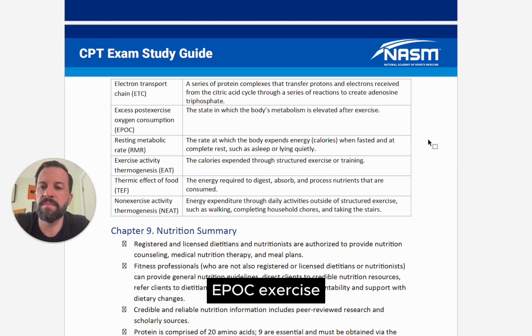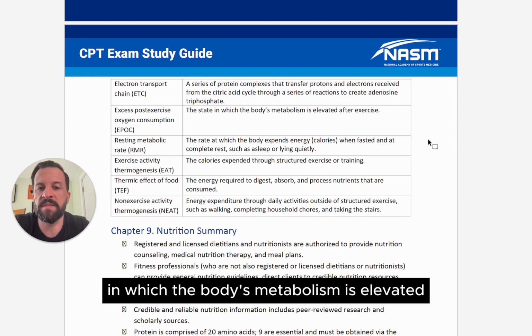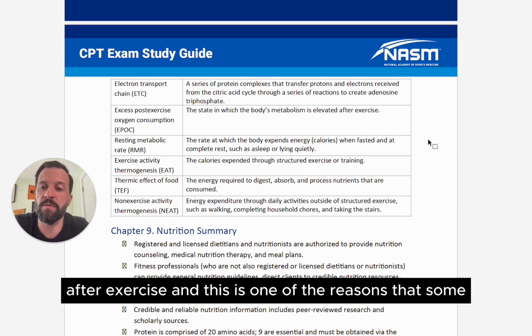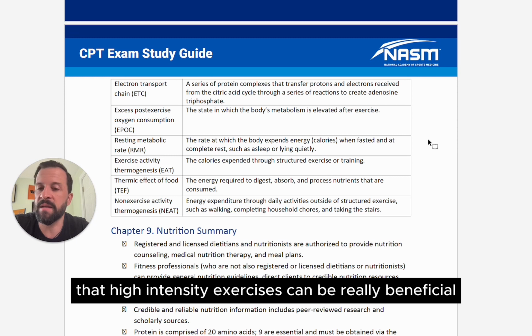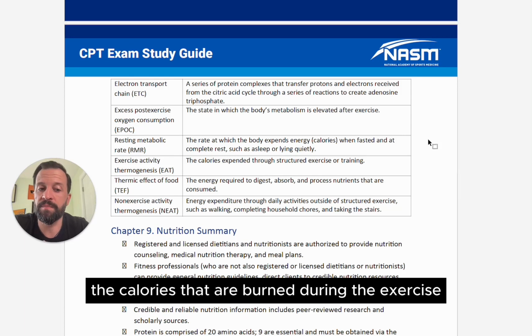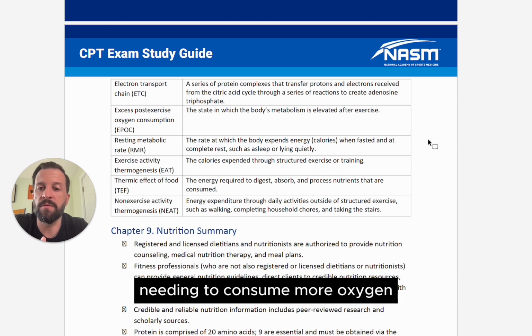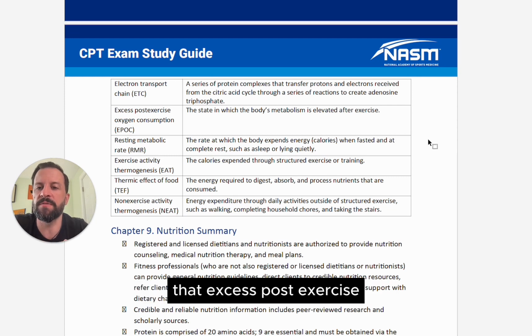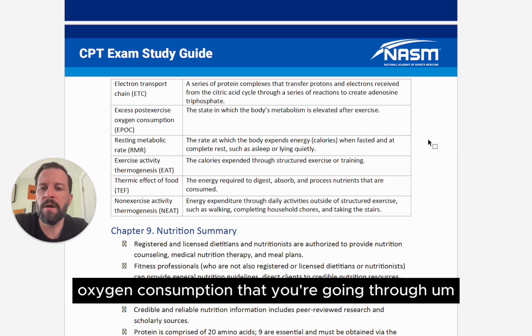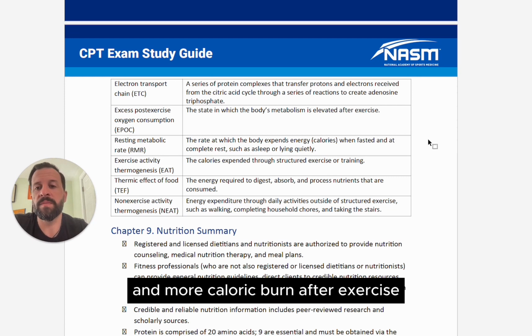EPOC, excess post-exercise oxygen consumption. This is the state in which the body's metabolism is elevated after exercise, and this is one of the reasons that high-intensity exercise can be really beneficial, because it's not so much the calories burned during the exercise, but the fact that you're still in a state of needing to consume more oxygen after you're finished the exercise. That excess post-exercise oxygen consumption will lead to an elevated metabolic rate and more caloric burn after exercise.